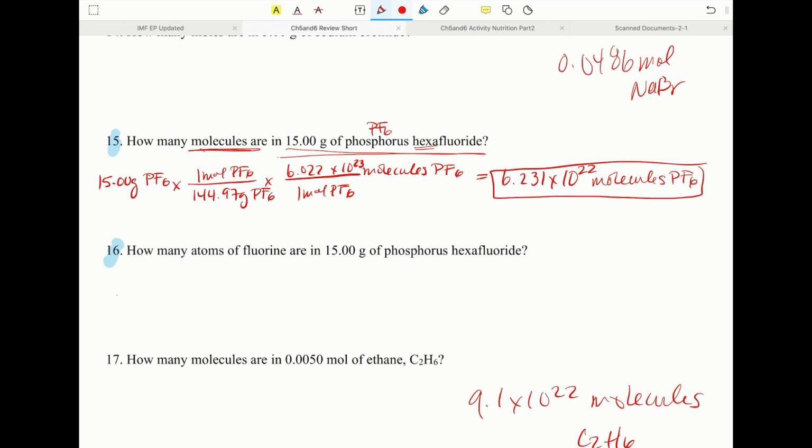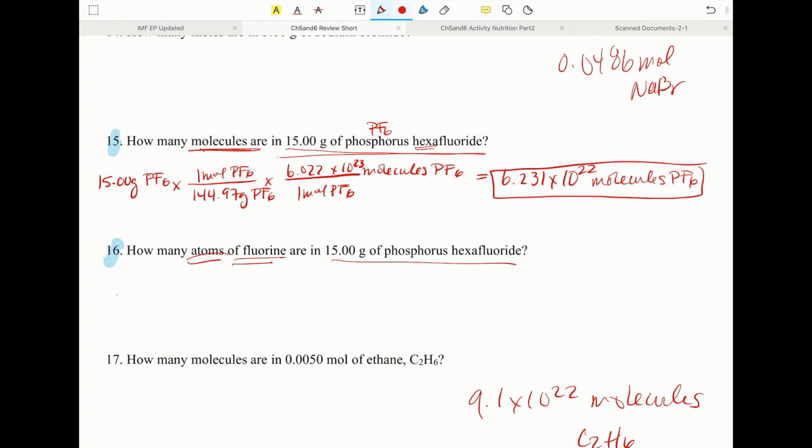Then we're going to move on to number 16 and talk about how these two questions are different. So first, if we look at 16, it says how many atoms of fluorine are in 15 grams of phosphorus hexafluoride. So let's say 15 was not the question right before this, right? We would know that in this case, we're starting with grams of a compound that we need to break into its respective pieces, right, in terms of doing our math.